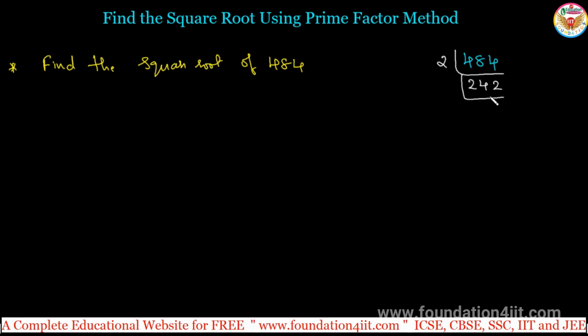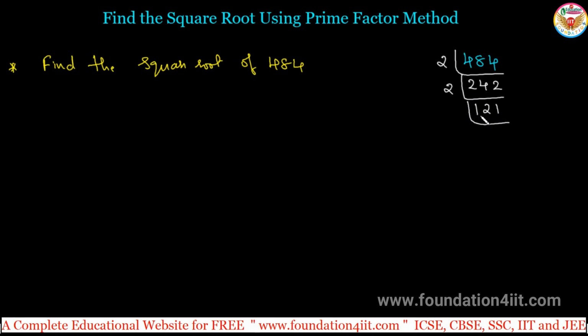Again 242 is an even number, so again we can divide by 2. That gives 121. If it is not possible with 2, you have to check the next prime number. 2 into 121 is 242. Now after 2, the next prime number is 3. Check whether 121 is divisible by 3: 1 plus 2 plus 1 is 4, so it's not divisible by 3.